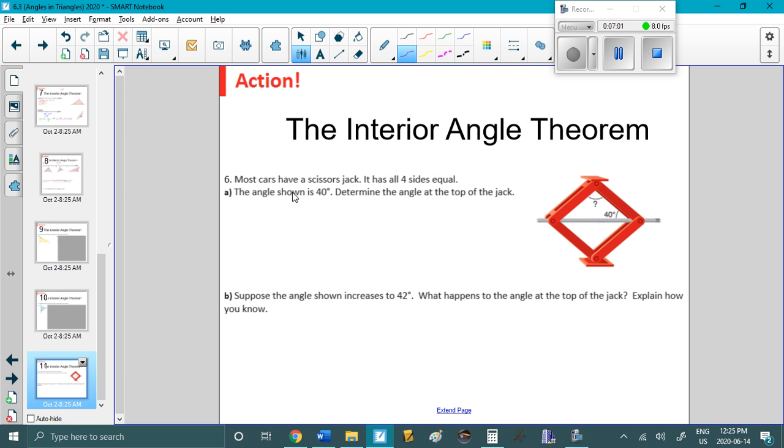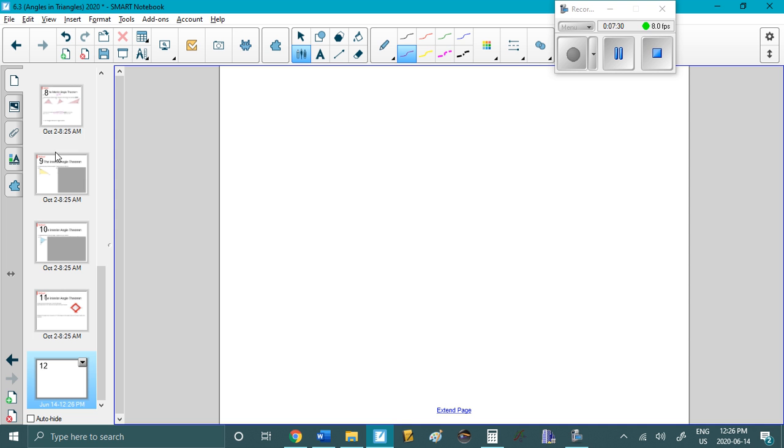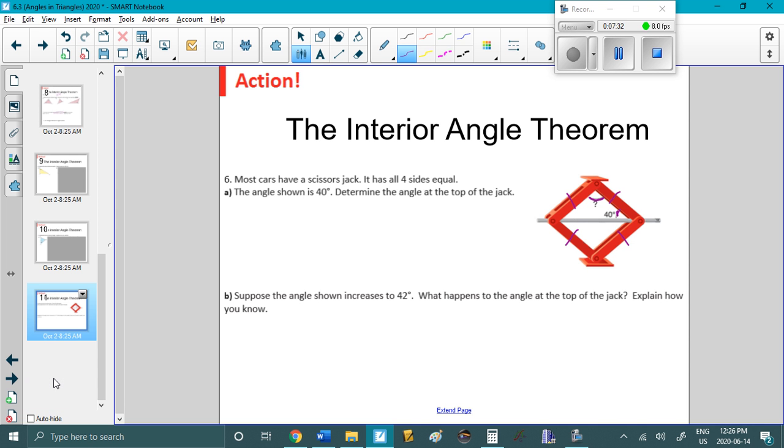And then we got a couple little application questions. So the angle shown is 40, so that's this guy. It has all 4 sides equal, so that means that this, this, and this are all equal. So I'll let you take it from there to try and find this angle, and again I'll post the solutions. And then part B, what if the angle increases to 42? What happens to the angle at the top? So how much does it go up or down by, and explain how you know. And try and do it without redoing the whole question. And I think that's it. Okay, so that should be pretty easy.